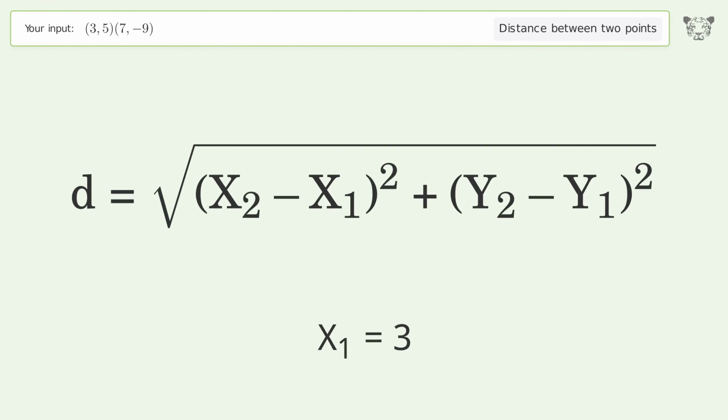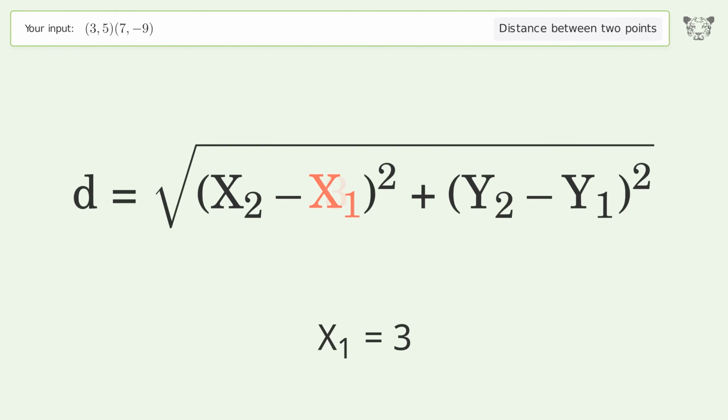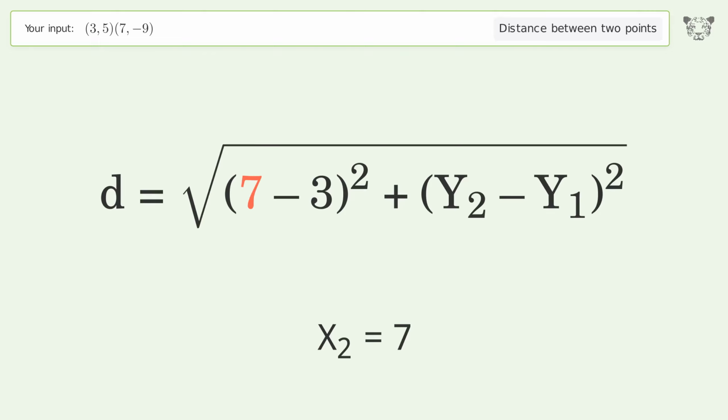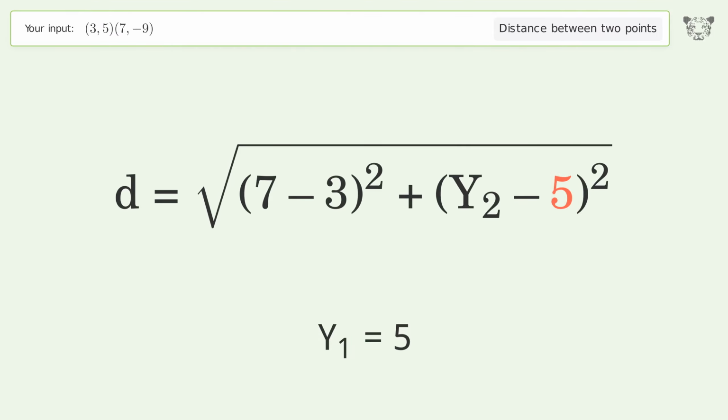x1 equals 3. x2 equals 7. y1 equals 5. y2 equals -9.